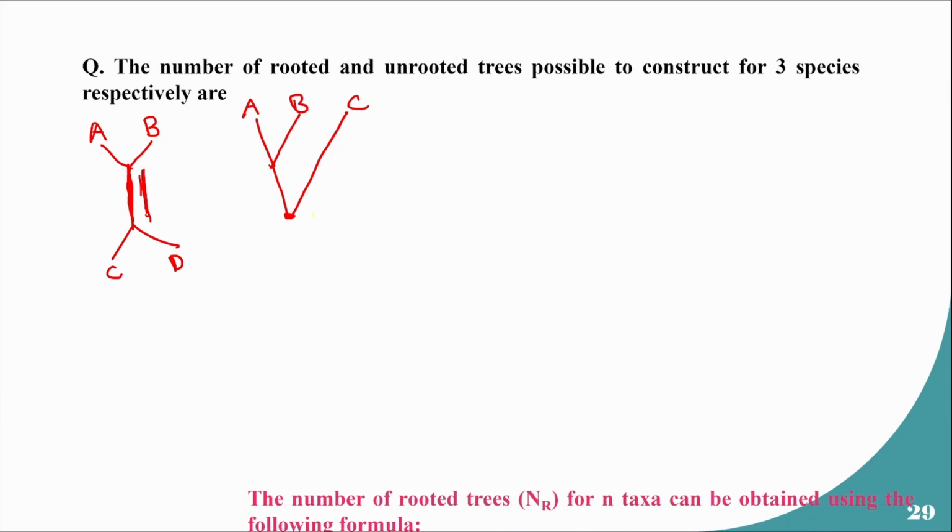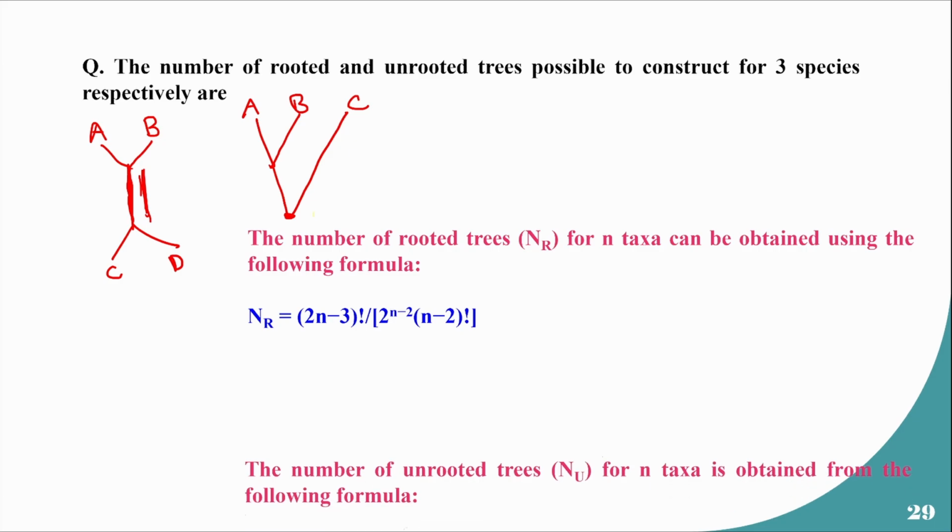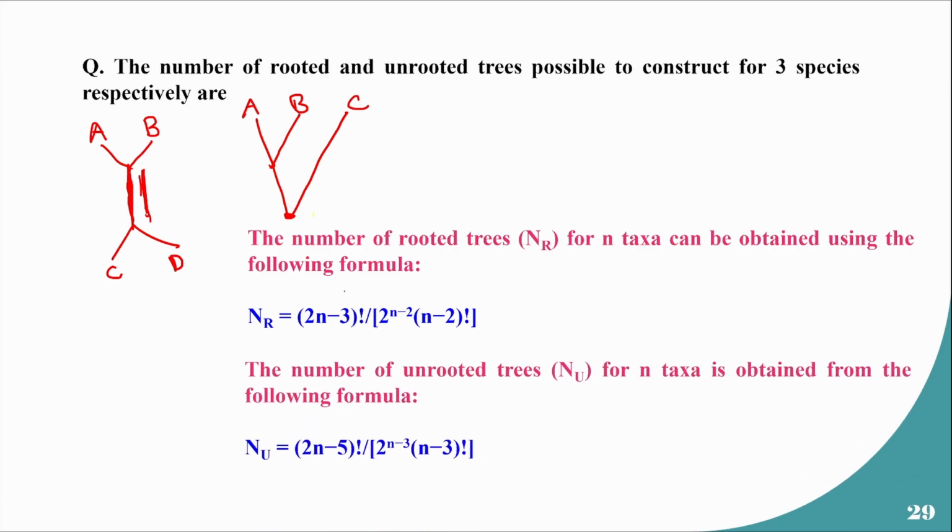There is a pretty handy formula for that. The number of rooted trees and unrooted trees are given by this formula. So here, if you have the taxa number n, you have to use this formula for rooted tree: factorial of 2n minus 3 divided by 2 to the power n minus 2 times n minus 2 factorial. So using this formula, what could be the answer of the number of rooted and unrooted tree question for 3 taxa? Could you calculate it very quickly and share in the chat?